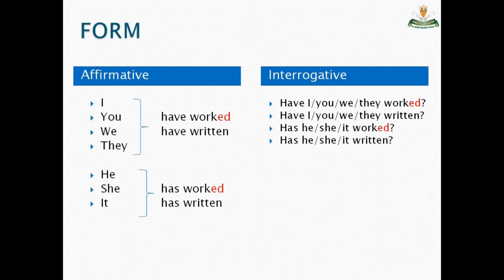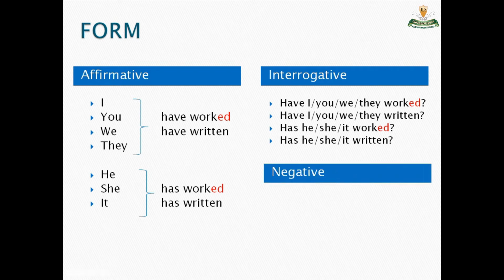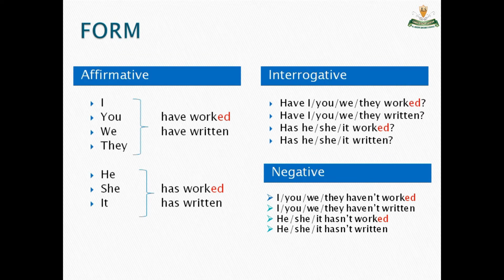Interrogative. We start with have or has, plus I, you, we, they worked. Have I, you, we, they, and the irregular verb, written. We will start with has, he, she, it worked, has he, she, it written. So we have to study past participle first. Okay, and now we will move to the negative.